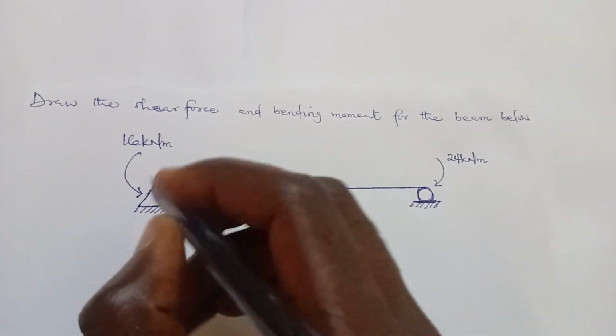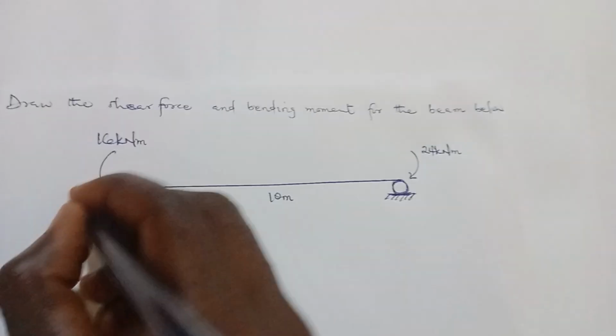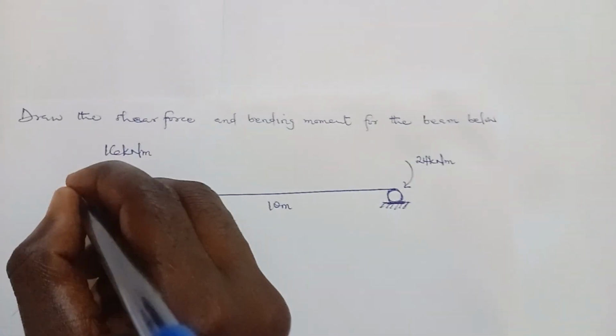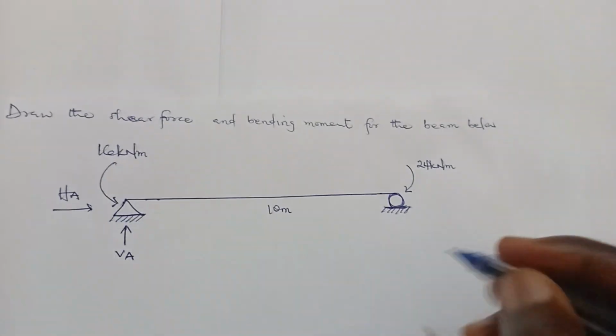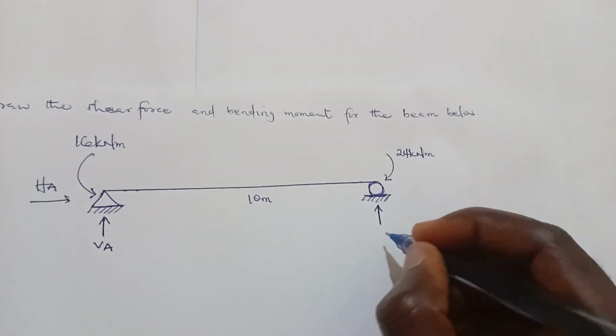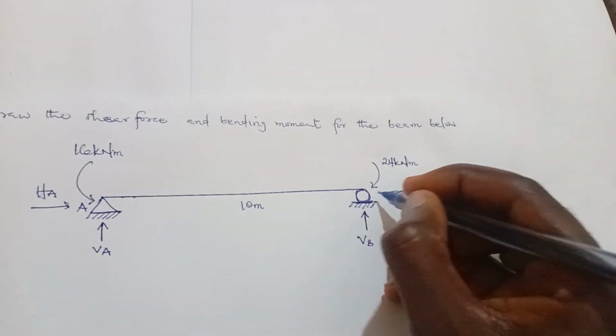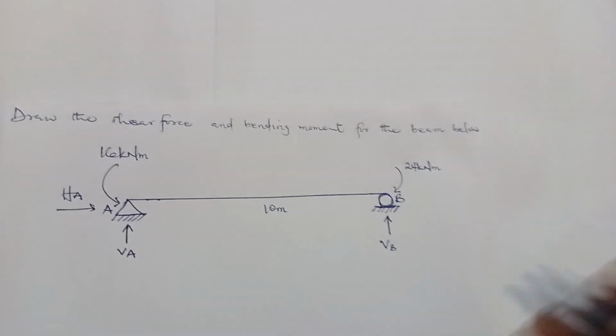This is a hinge support, so it gives a vertical reaction, we call it VA, and a horizontal reaction, we call it HA. This is a roller support. A roller support has only one reaction, so we call this VB. You can call this side A and this side B.